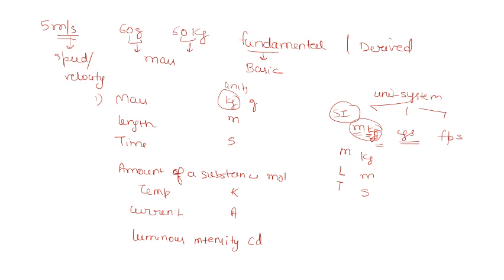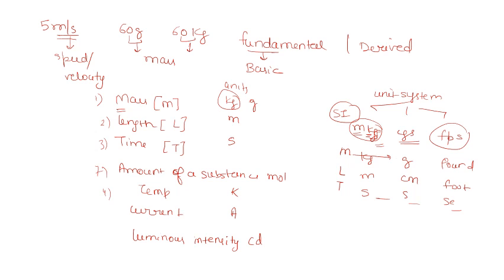Whereas CGS is when mass is in gram, length is in centimeter, and time is in second. Similarly, for FPS, mass is in pound, length is in foot, and time is in second. Time is same. So this is the unit system. You always denote in the form of dimension. In parentheses, you take this as M, L, T. So these are the 7 fundamental physical quantities.